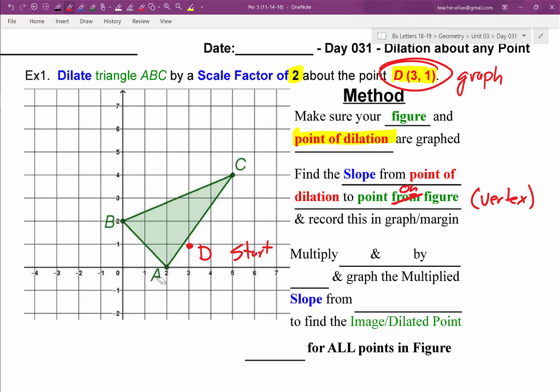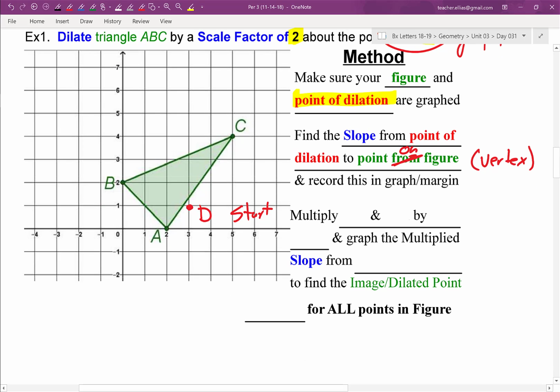So then, how do we go from the point of dilation to the point on the figure? Yeah, I like "on" better. There's too many froms in there. So what is that slope? What is the slope from D to A? Positive 1? Yeah, so it's down 1 and then to the left 1. That's why it's negative over a negative.